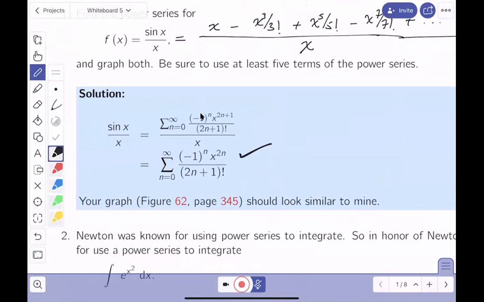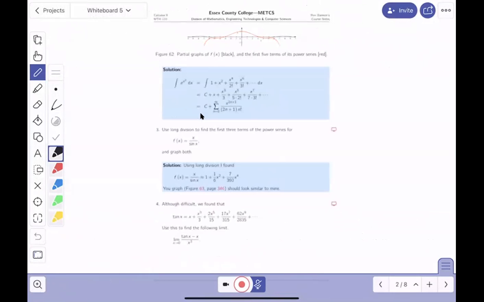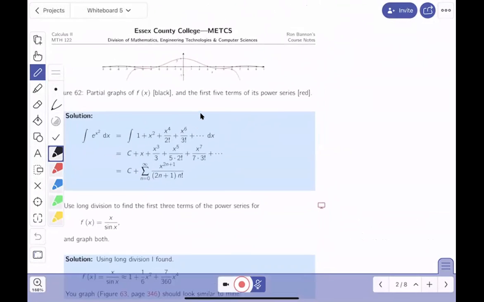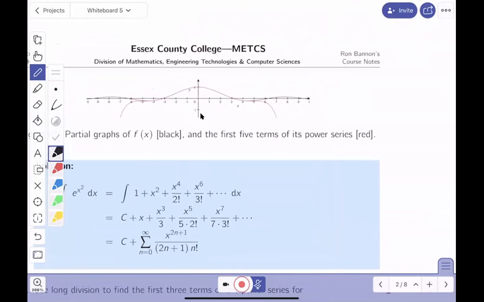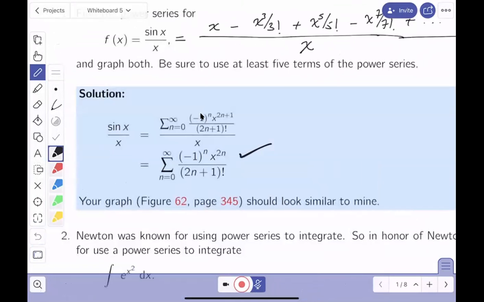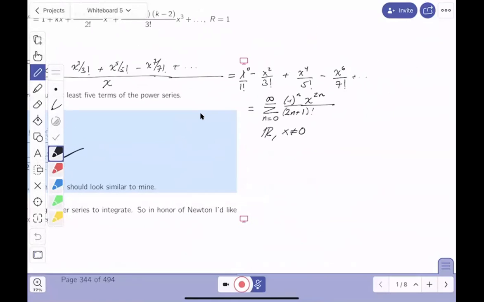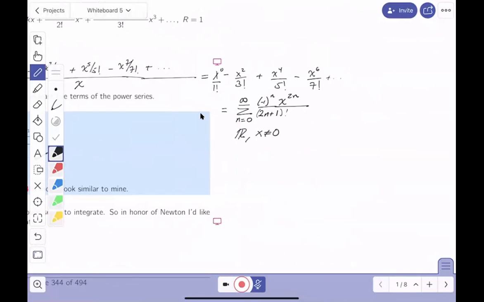All right. Now, what am I expecting? I'm expecting to see 2 curves, and the 2 curves I'm expecting to see are right over here. One curve is sine x over x. The other one, and again, they said the first 5 terms, right? I'll tell you what the first 5 terms would look like. It would look like this over here. So I'd also graph this out.